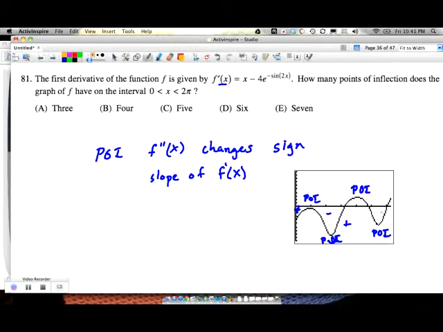And it's actually where we have relative extrema. So we got 1, 2, 3, 4. The answer is B.